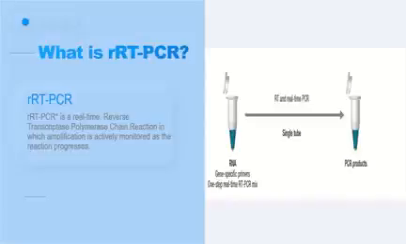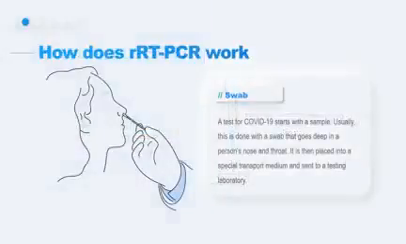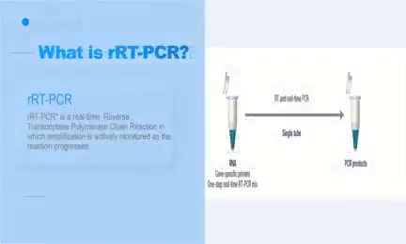So, what is real-time RT-PCR? Real-time RT-PCR is a real-time reverse transcriptase polymerase chain reaction in which amplification is actively monitored as the reaction progresses. Real-time RT-PCR is now the most widely used method for detecting coronavirus.